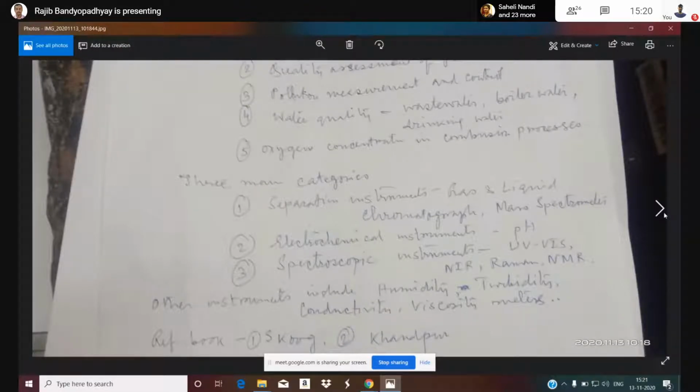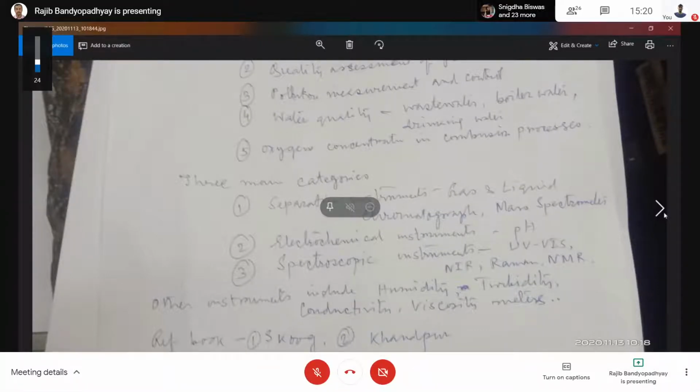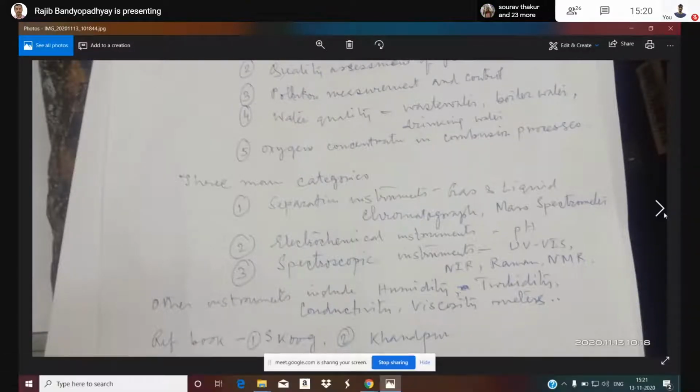Okay. So these are some of the application areas of analytical instrumentation. And in analytical instrumentation, there are three main categories, although there are many other techniques which also come under this subject. But primarily, we'll discuss these three categories, and you'll see perhaps more than 80% of the instruments come under one of these three categories.